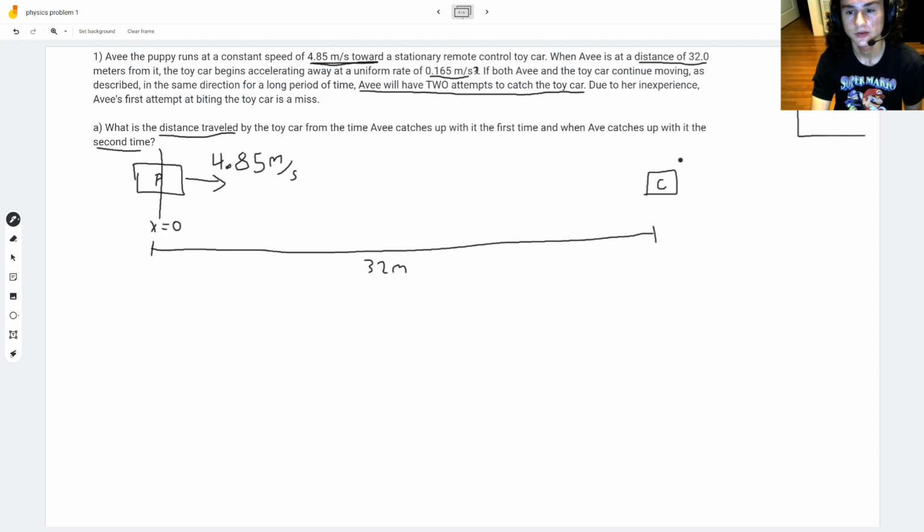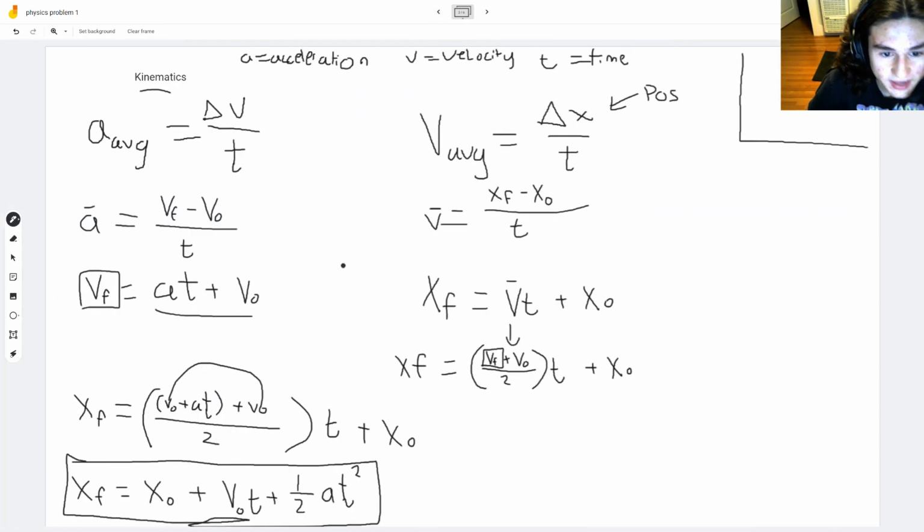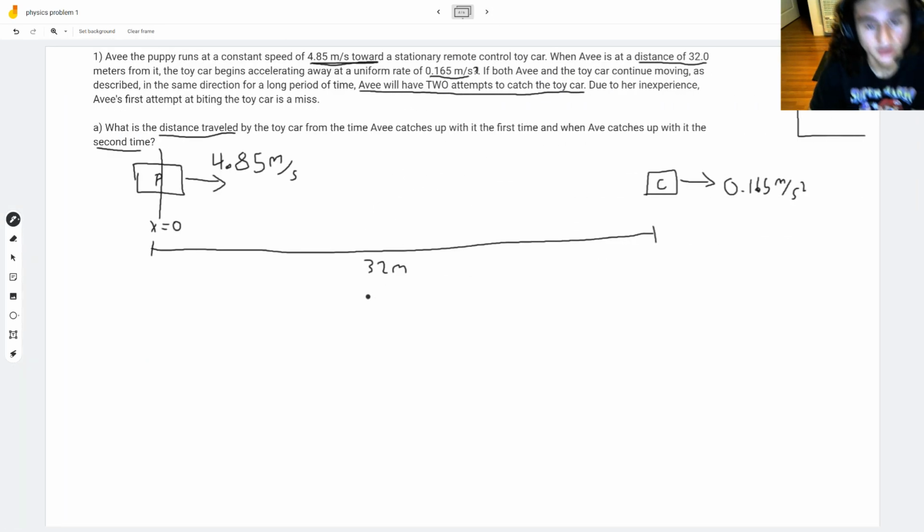That should be squared. So this is going to start moving once this is 32 meters away at 0.165 meters per second squared. So now we're going to use this handy dandy equation that we derived earlier, and we're going to set up two equations.